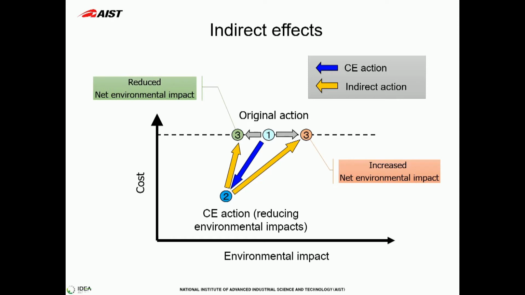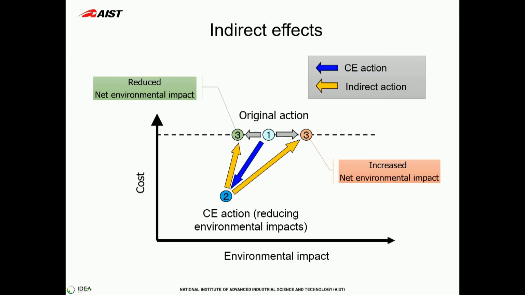In the real world, we must also look at the indirect effect. In this graph, the horizontal axis is the environmental impact and the vertical axis is the cost. The blue arrow, CE action, indicates the case where the implementation of the CE has reduced environmental impact and the cost at the same time. As we have seen, there are many LCA case studies that evaluate these blue arrows. However, if the next activity, orange arrows, is induced with the surplus money from the reduced cost, the net environmental impact may increase or decrease depending on the next activities. And this sort of effect is called the rebound effect.